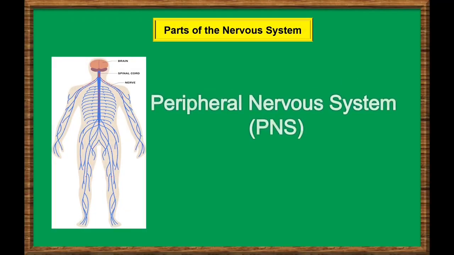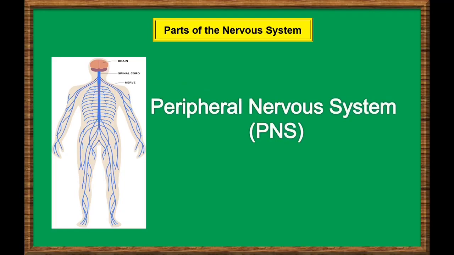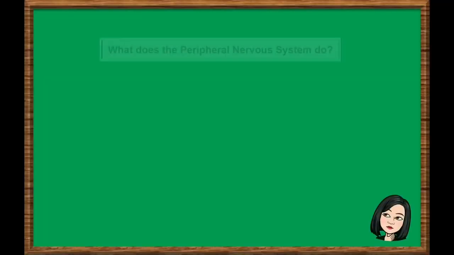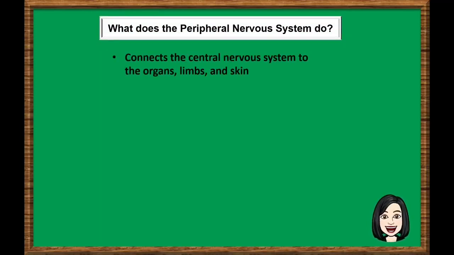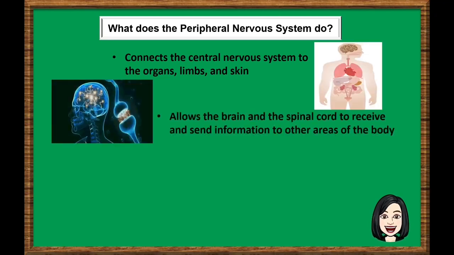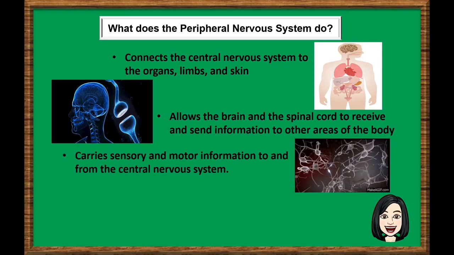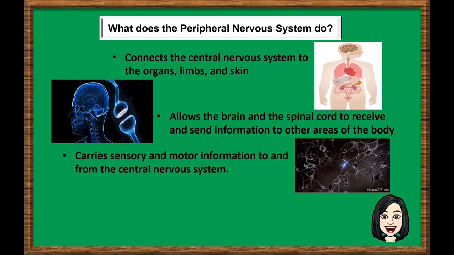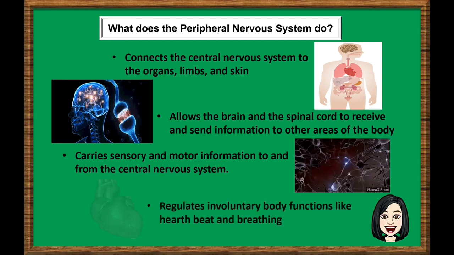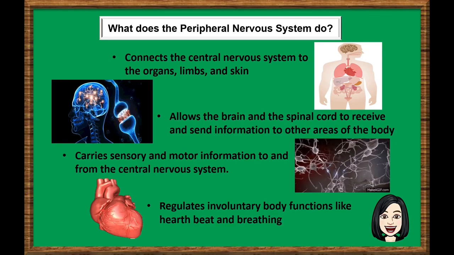The peripheral nervous system, or PNS. What does the peripheral nervous system do? The PNS connects the central nervous system to the organs, limbs, and skin. Allows the brain and the spinal cord to receive and send information to other areas of the body. It carries sensory and motor information to and from the central nervous system. Also, it regulates involuntary body functions like heartbeat and breathing.